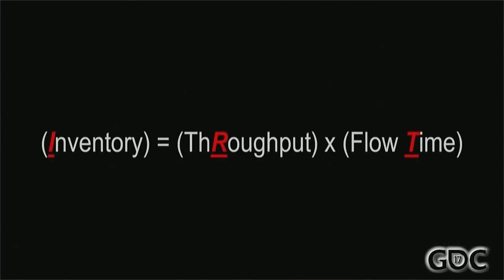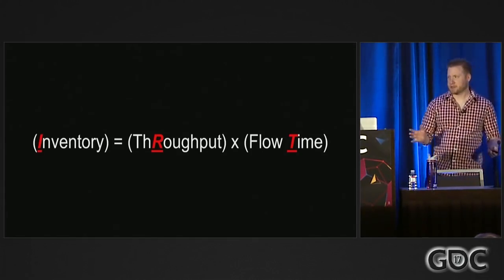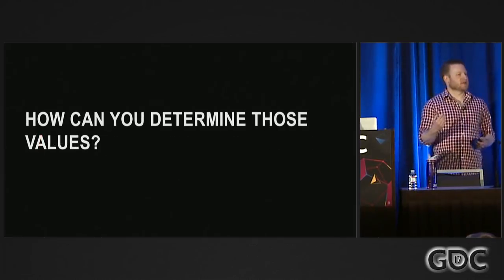Now how do you go about calculating those values? So inventory equals throughput times flow time. You're going to see this equation contextually throughout the presentation, so it's going to be our companion today. So how do you determine those values?